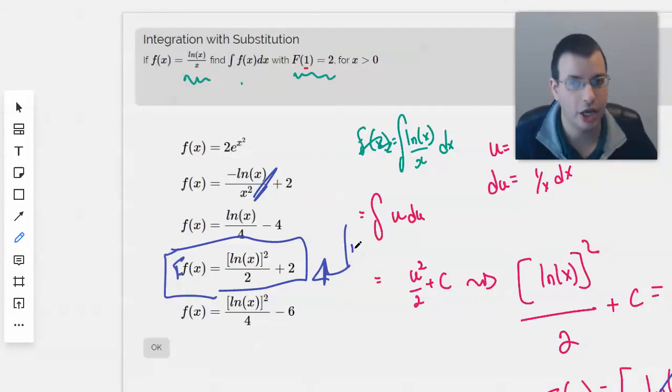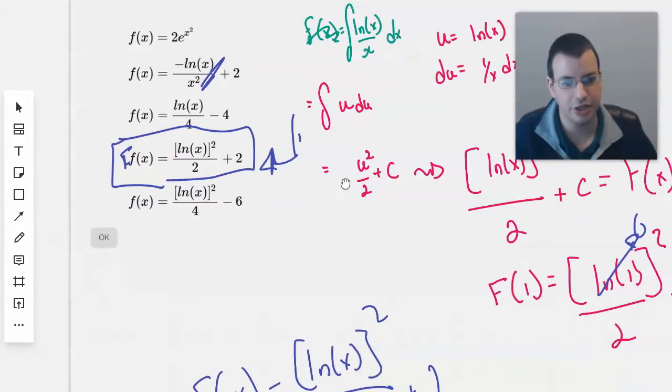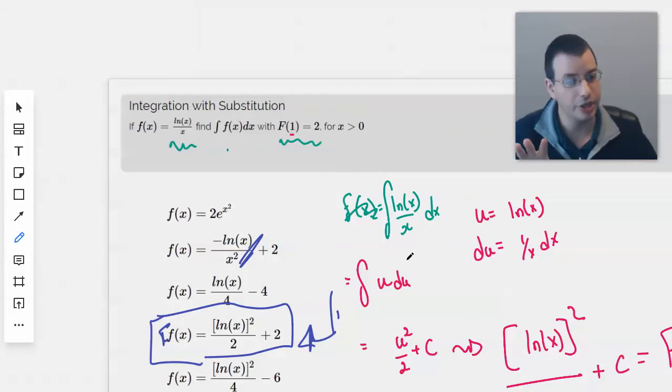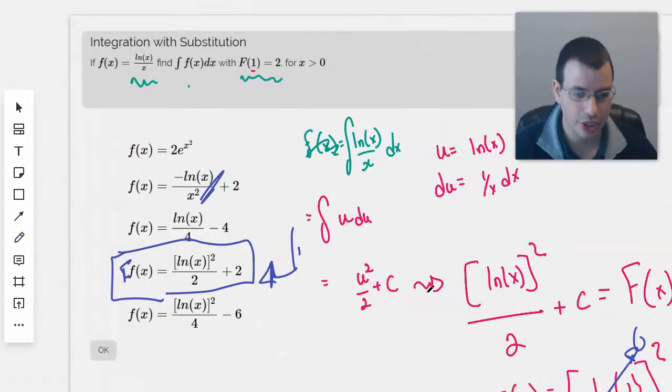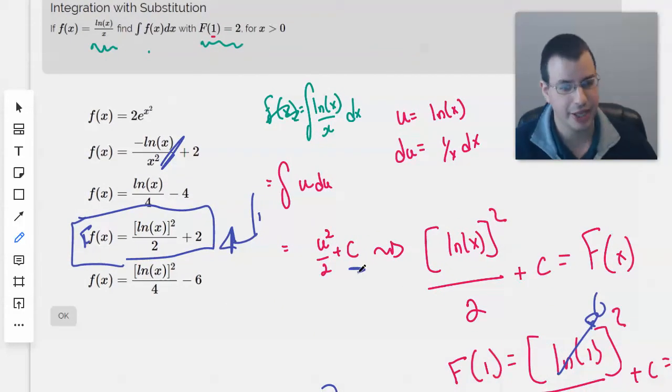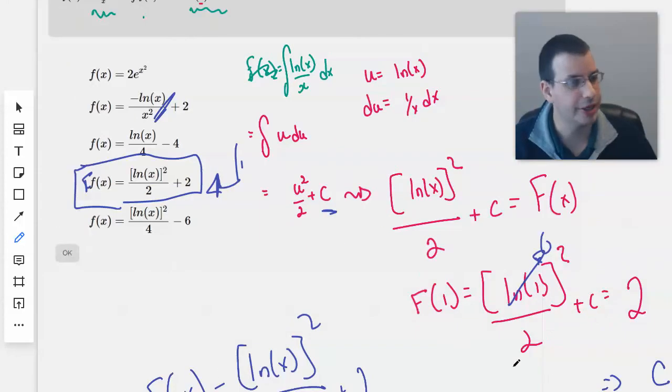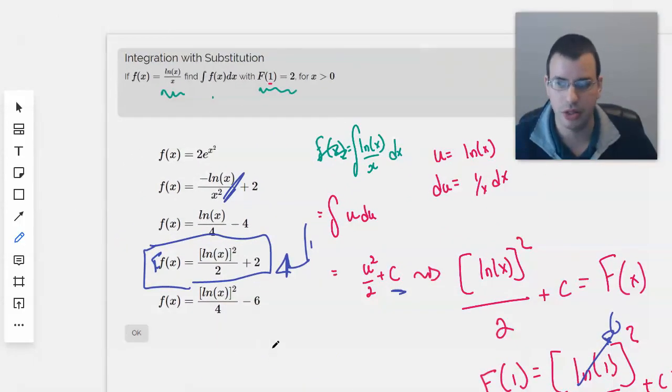That's how you do integration by substitution. And when you're given a point for the integral, it allows you to narrow down what that constant c is to an actual value. The way you do it is you just plug it in. And that is how this problem is solved.